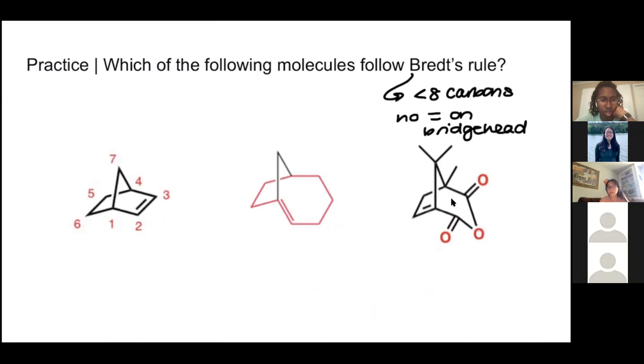The one on the left is the one we just did. Remember, bridgehead carbons are at 1 and 4. The double bond is not attached to either, so this one is good to go. What about the next one?